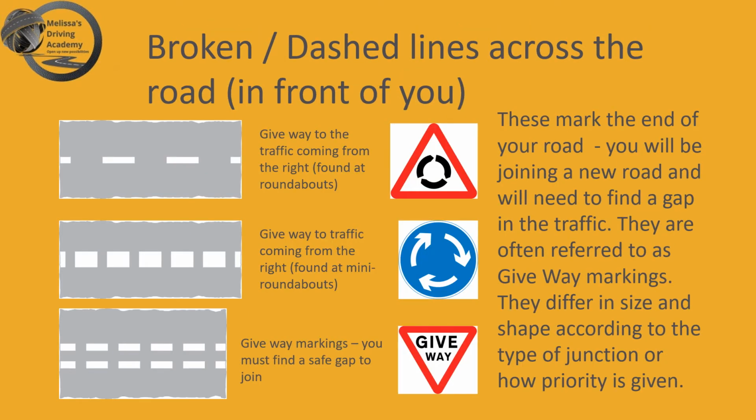Broken lines across the road, that is in front of you, separate one road from another. They let you know that you are joining a new road, and therefore you must give way to the traffic already on that road. The size and shape of these lines change according to the junction and the priority.